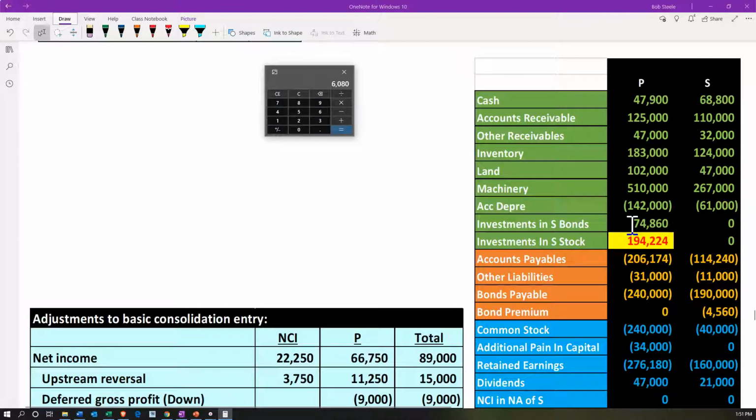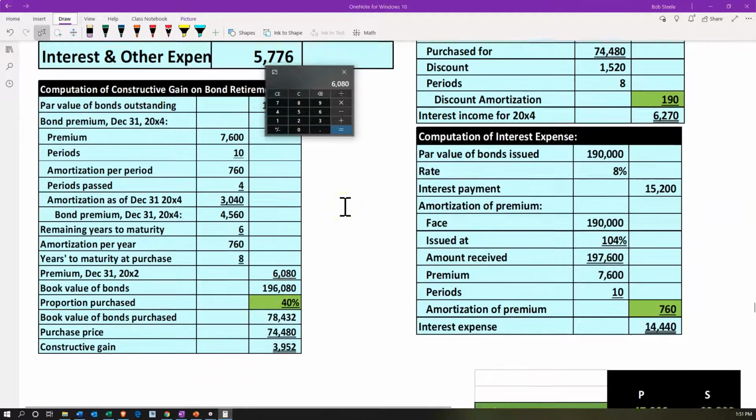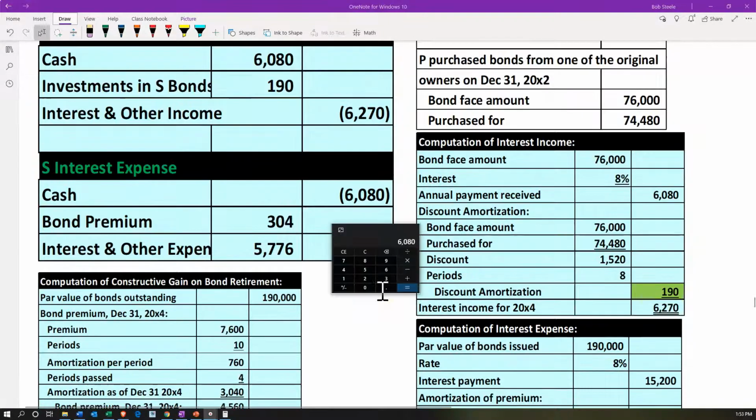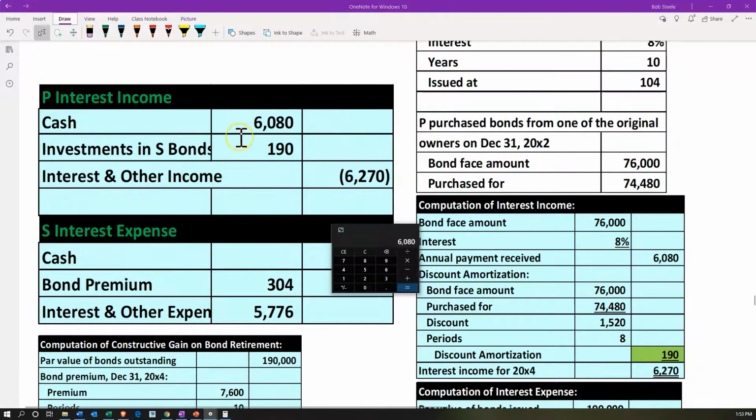This needs to be going up to the face amount of the bonds, which was the 76,000 at the end of the day. So then we're going to have this 190 investment in S bonds that we're going to be debiting, and we did the calculation for that down here, which was the discount amount divided by the number of periods. So we've got the 190. So then the 680 and the 190 would give us the interest income, which on our trial balance is going to be included in other income.